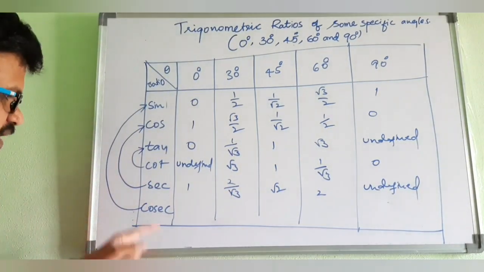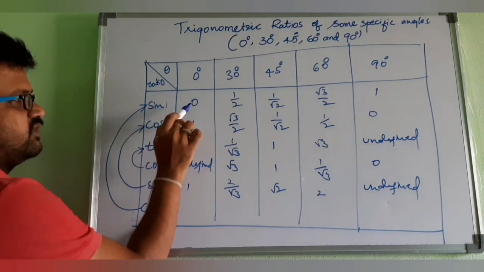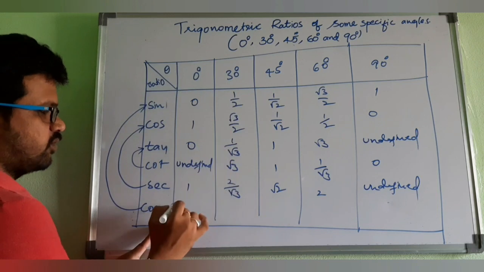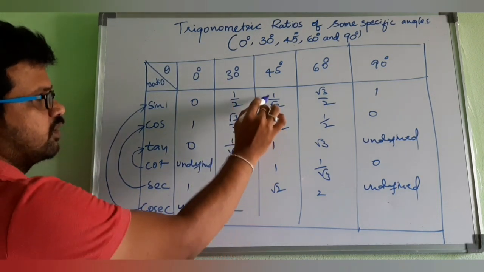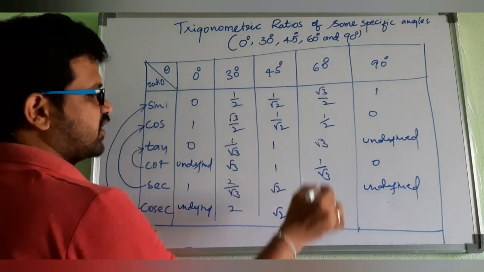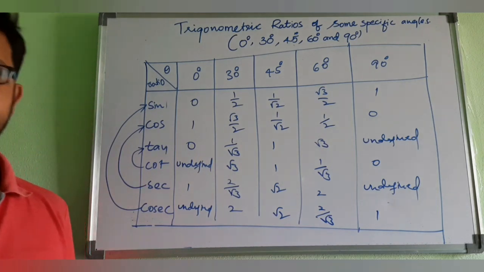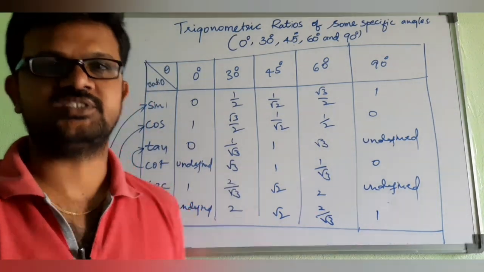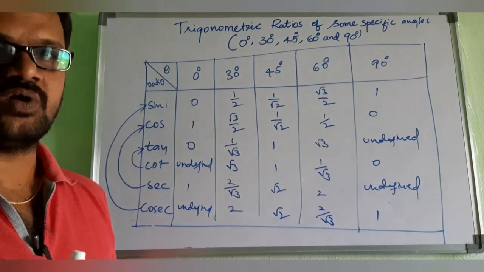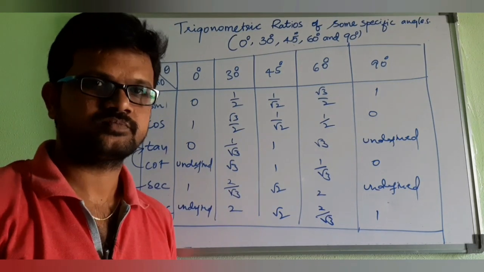Undefined. Similarly, cosec is the reciprocal of sine. So reciprocal of this one. 0 is there, 1 by 0, undefined. 1 by 2 is there, 2. 1 by root 2 is there, root 2. Root 3 by 2 is there, 2 by root 3. And this is 1. Okay, simple. So these are the trigonometric ratios of some specific angles. We can solve sums based on these values. Note down this.